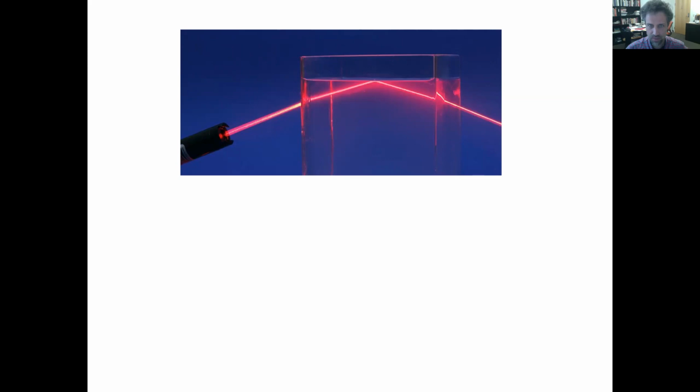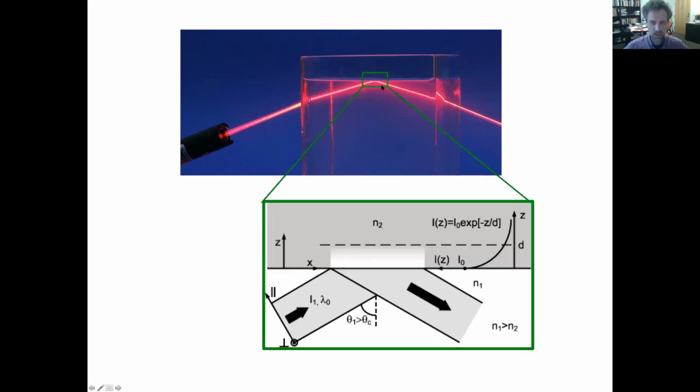And this is something that you probably have done in your physics class. Most people have done this. People don't really think about it, but there's some very interesting physics happening at the interface. Okay, so let's have a closer look at what's going on.